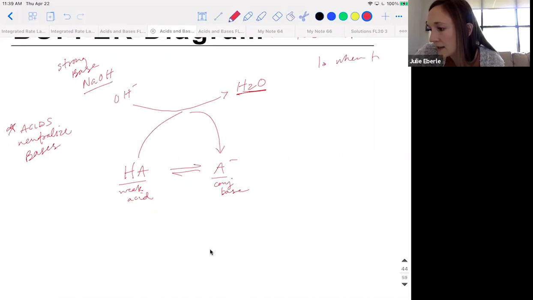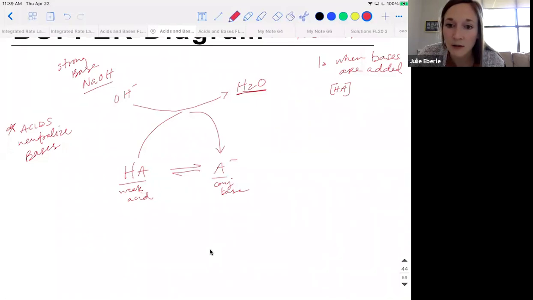When bases are added, the concentration of HA gets used up a little bit because it's reacting with the NaOH. So the concentration of this goes down, okay? Because it's working to neutralize the base, all right? And the concentration of A minus goes up because we make more of that in the process.